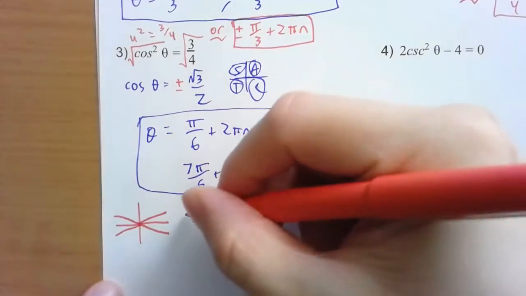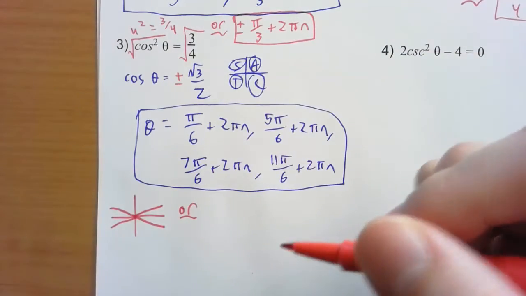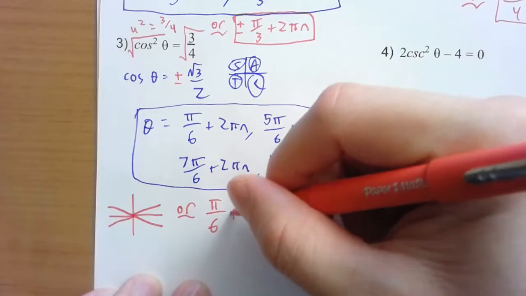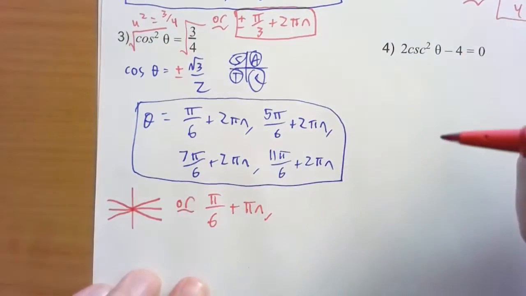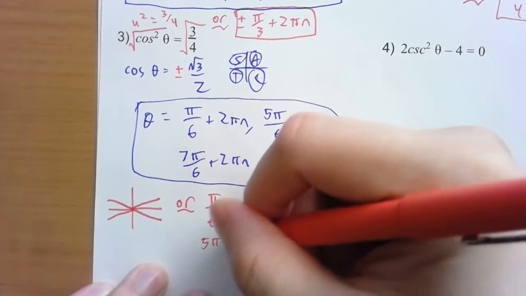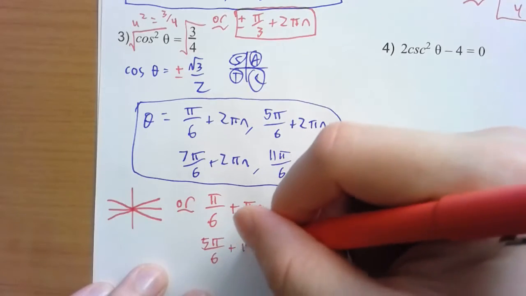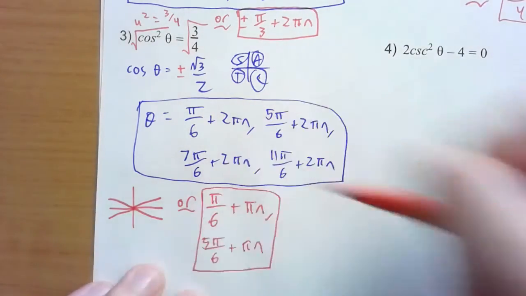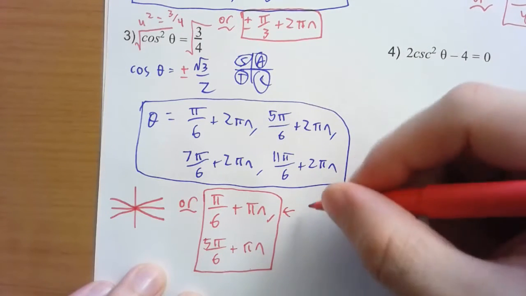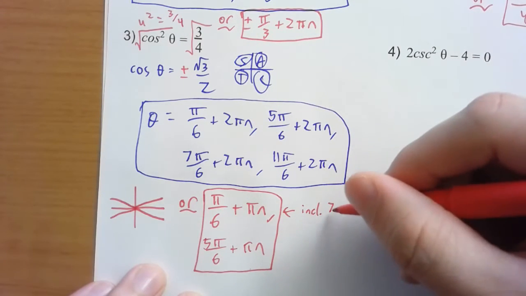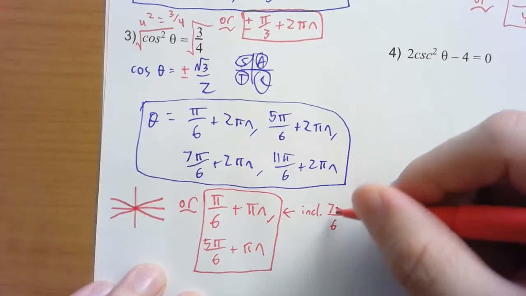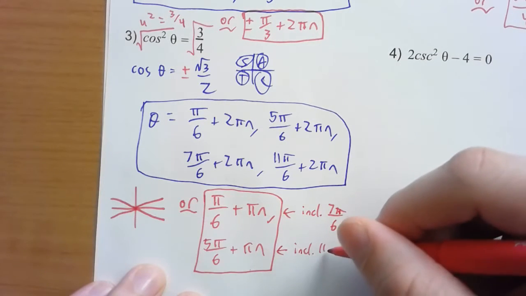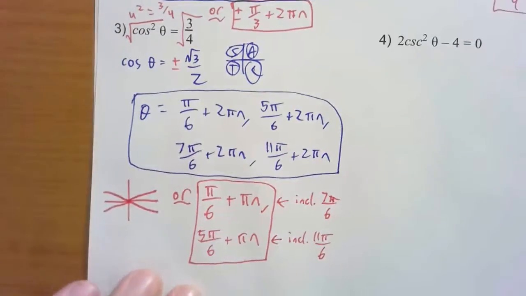And so another option that you might see when you're checking your answers in the book, you might see pi over 6 plus pi n and 5 pi over 6 plus pi n. And that would also include all the angles that we need, because this one right here would include the 7 pi over 6, and this one right here would include the 11 pi over 6.